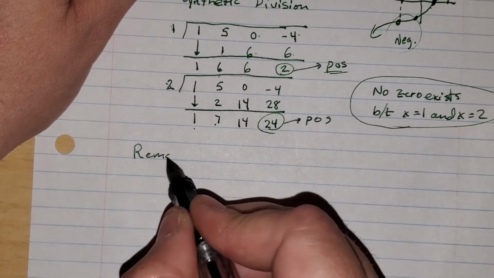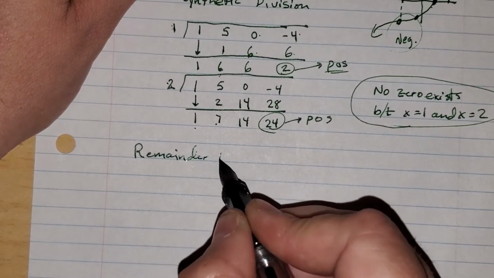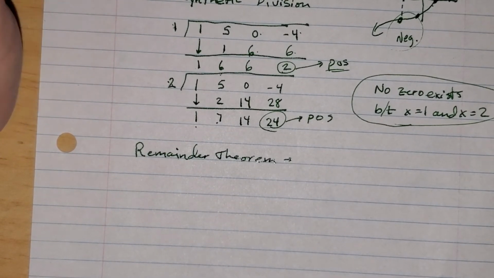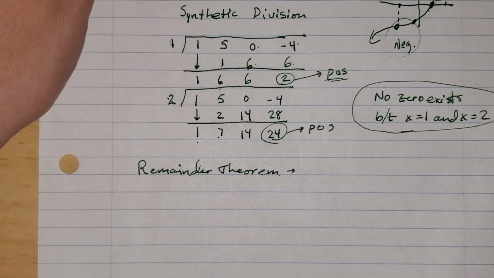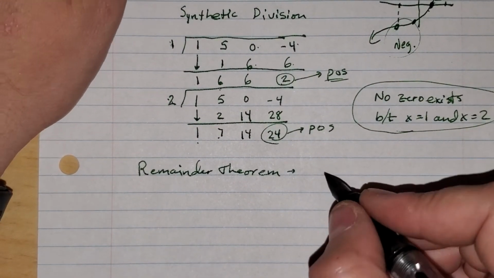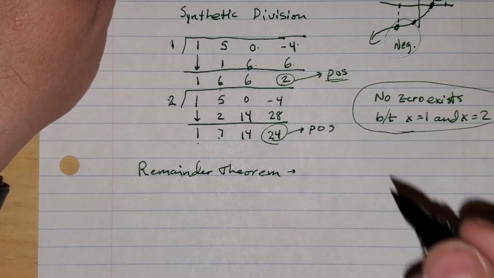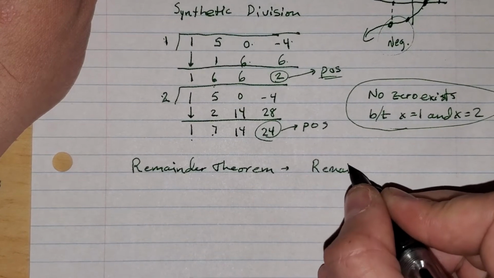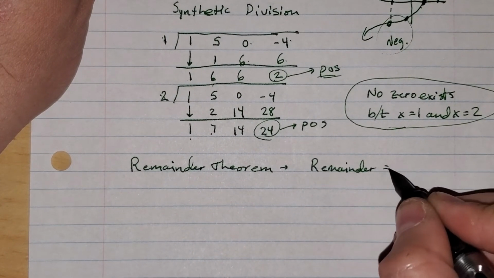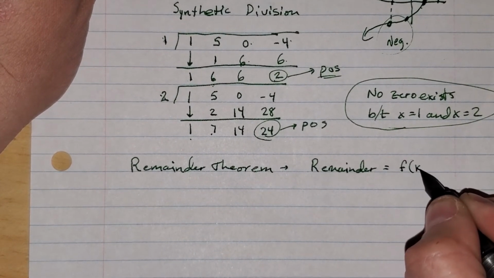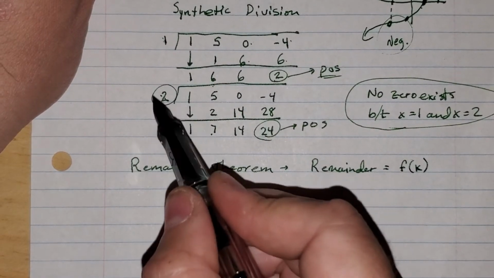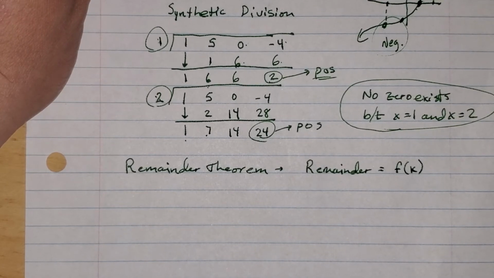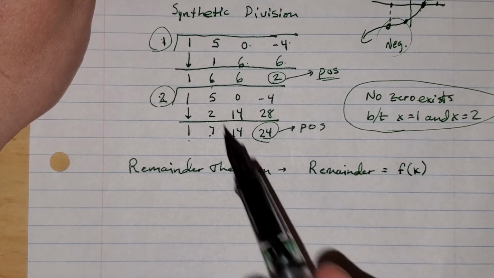The remainder theorem says, well, I'm not going to tell you what it says in a book because it's confusing. But here's what it means, okay? The remainder theorem says if you do synthetic division or long division, the remainder is equal to f of k, where this number here is k, okay? So let me say that in plain English.